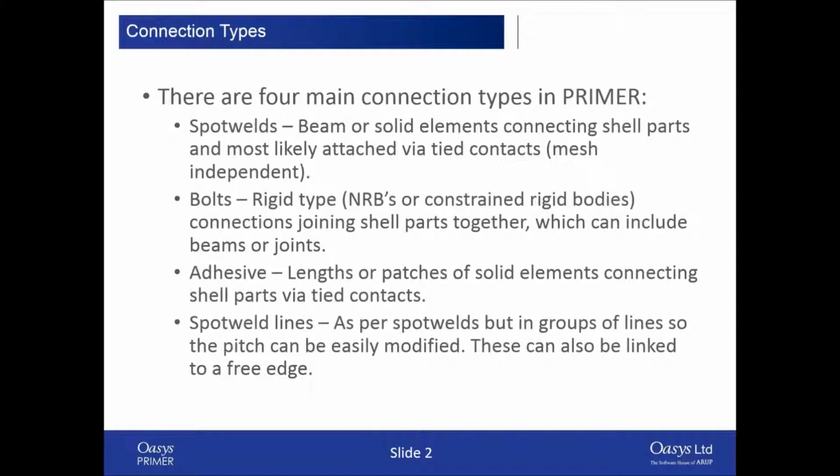Then we have adhesive. These are lengths or patches of solid elements that connect together shell parts via tied contacts. And then we have spot weld lines, which are similar to spot welds, but they are a way of grouping together spot welds and lines so that the pitch of those spot welds can be easily modified. They can also be linked to a free edge, so that if your mesh changes, then your spot weld line will change as well.